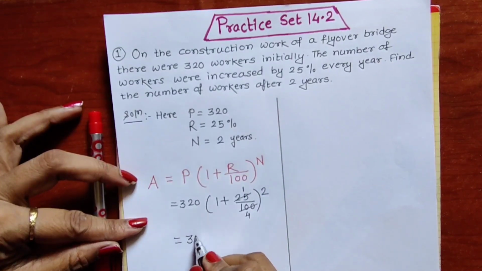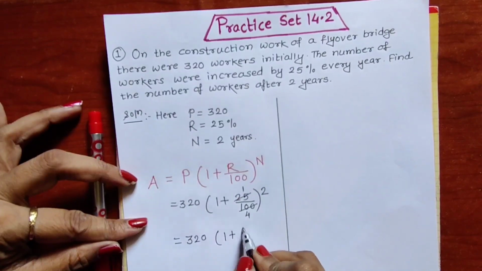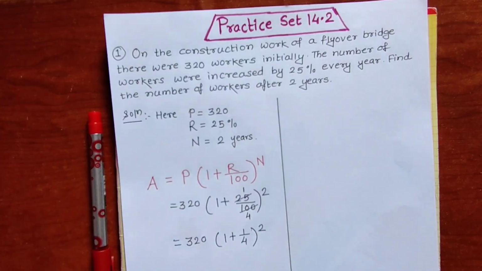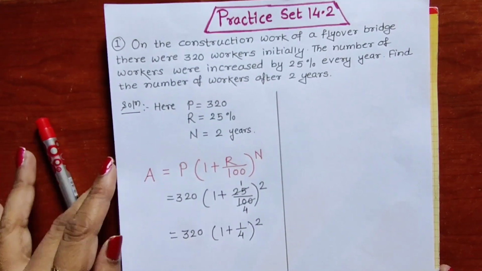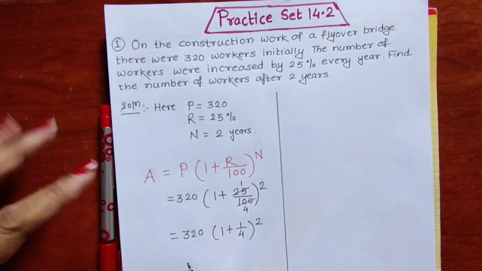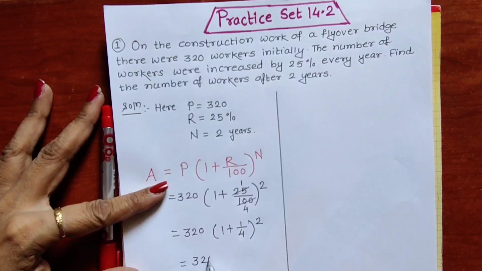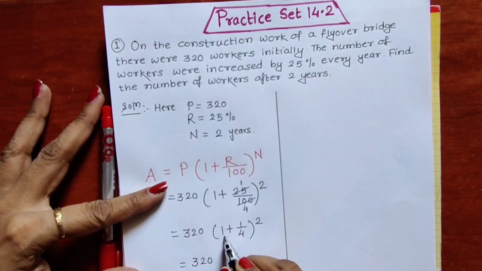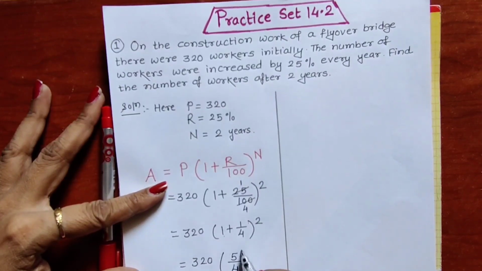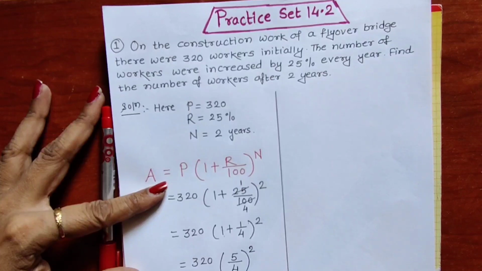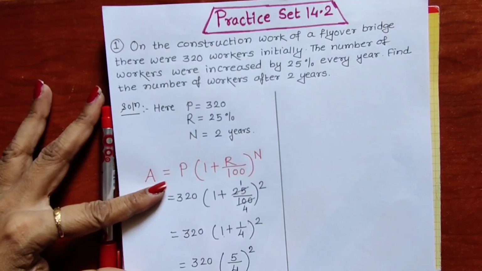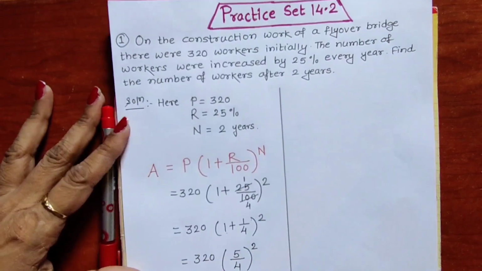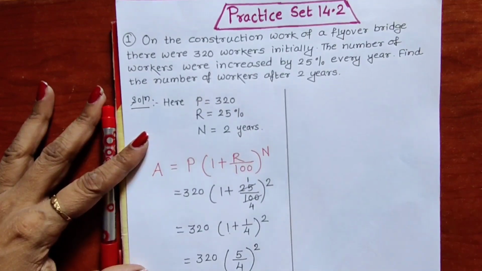So now this 320 we write as it is, 1 plus 1 upon 4 whole square. Now this 1 plus 1 upon 4, if we calculate by cross multiplication, what we will be getting here, 320 as it is I am writing. 4 ones are 4, 1 ones are 1. So 4 plus 1 is 5 in the numerator and 4 ones are 4 in the denominator. I have shown you this cross multiplication in my previous video of practice set 12.1. So cross multiplication you all know how to do it. So we are getting 5 upon 4.